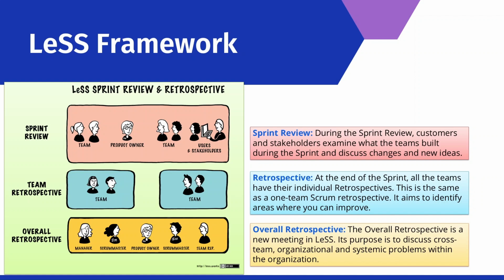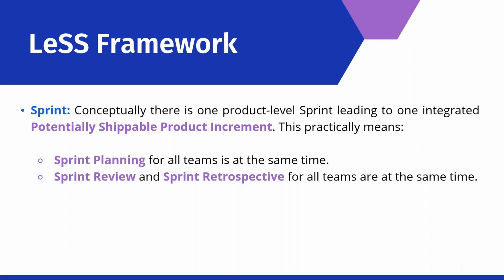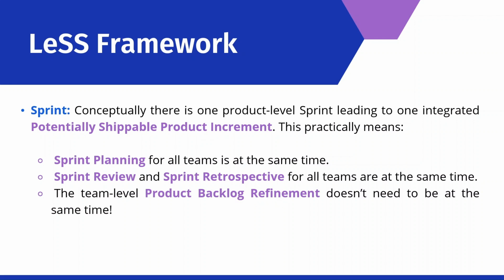Finally, the overall retrospective, which is a new meeting in LeSS. Its purpose is to discuss cross-team organizational and systematic problems within the organization. Conceptually, there is one product-level sprint leading to one integrated, potentially shippable product increment. This practically means sprint planning for all teams is at the same time. Sprint review and sprint retrospective for all teams are at the same time. The team-level product backlog refinement doesn't need to be at the same time.